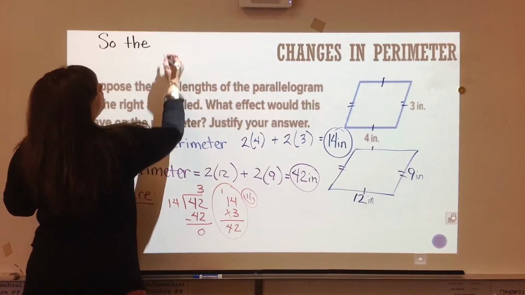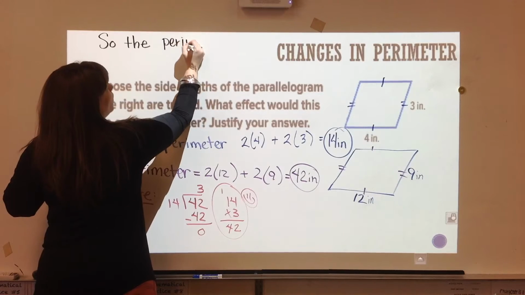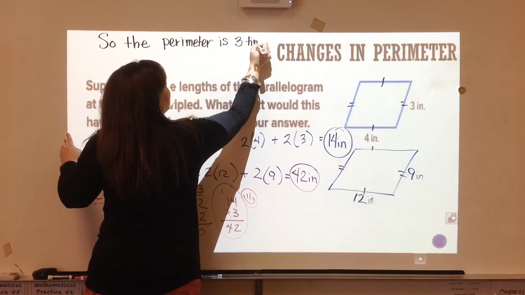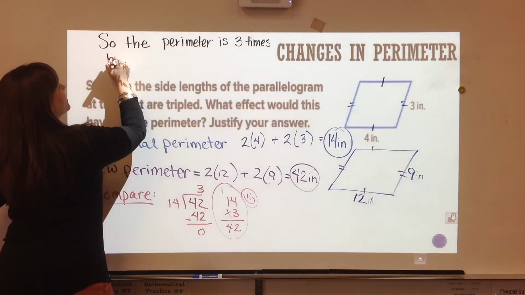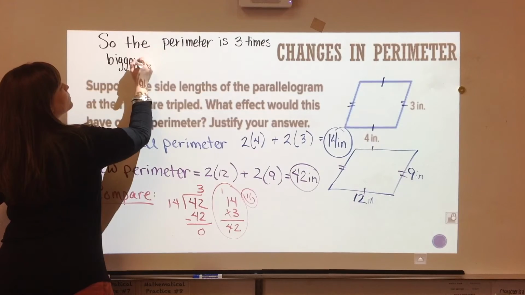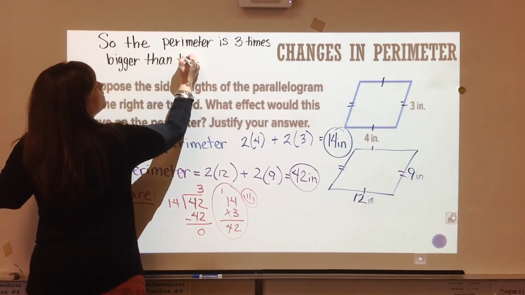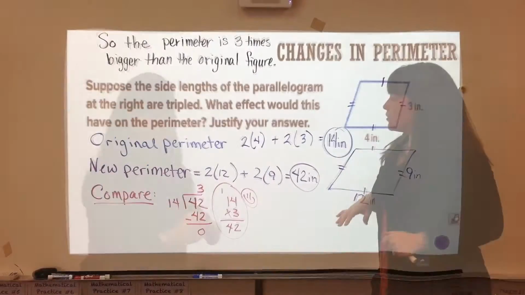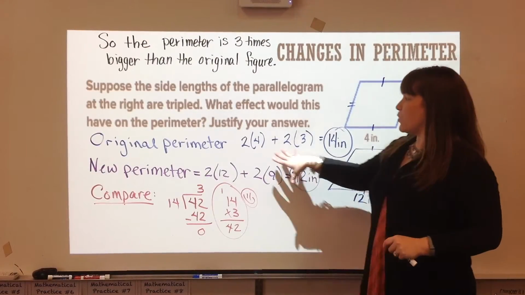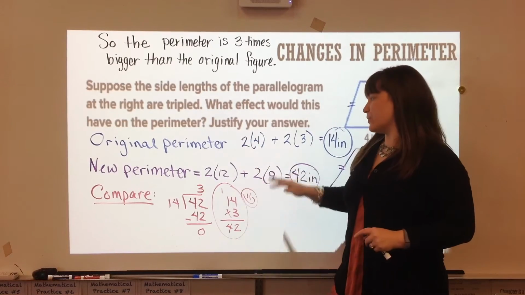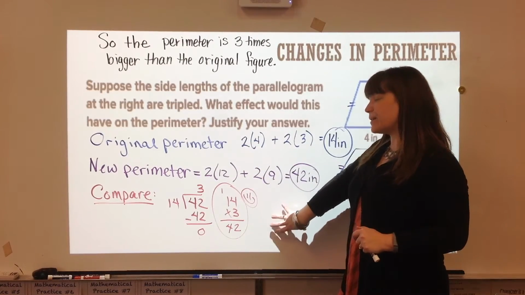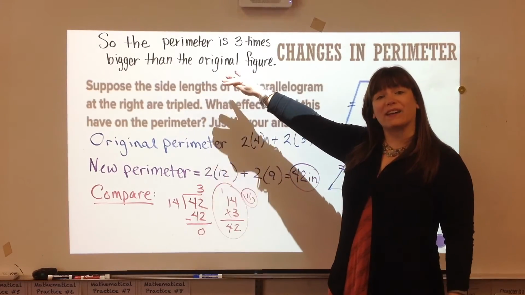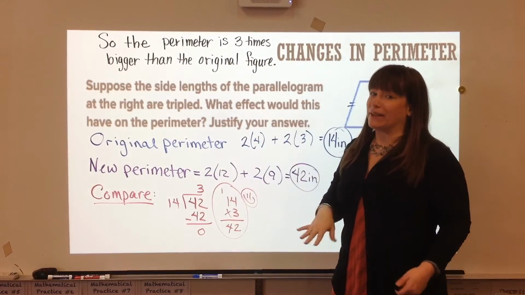So the perimeter of the new shape is 3 times bigger than the original figure. So to recap, we drew a picture, we figured out the new and old perimeters, or original and new perimeters, we compared the numbers to see what was going on, then we made a statement about the effect of the perimeter based on that dimension change.